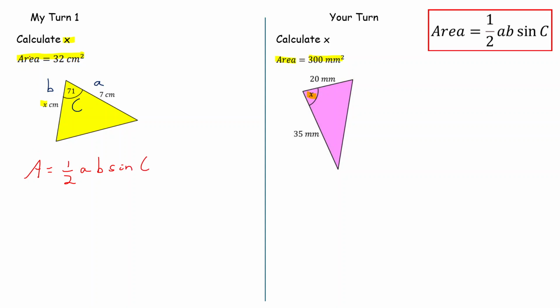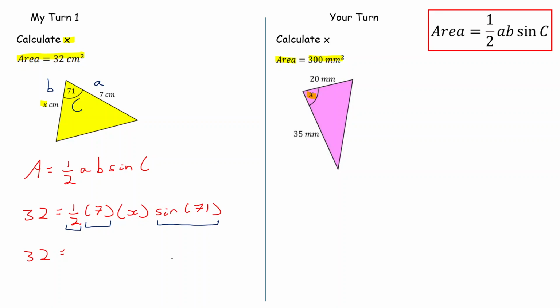This time your area is equal to 32, so 32 is equal to a half times, A is equal to 7. I'm just substituting my values. B is equal to x, so I'll write in x in a bracket, and then sine of the angle C, where C is equal to 71. So I've got 32 is equal to a half times 7 times x times sine 71. Now multiply the half with the 7 with the sine 71, and we can go from there.